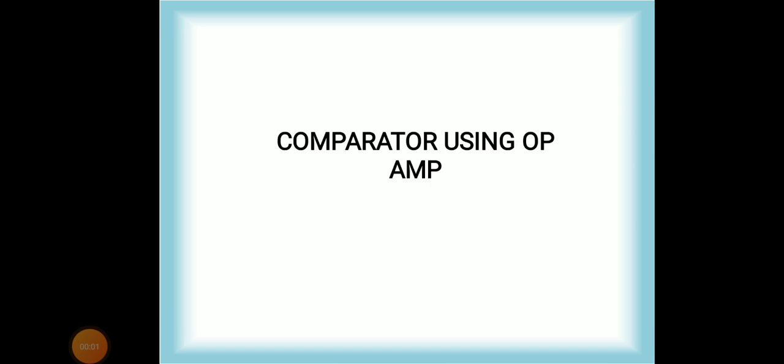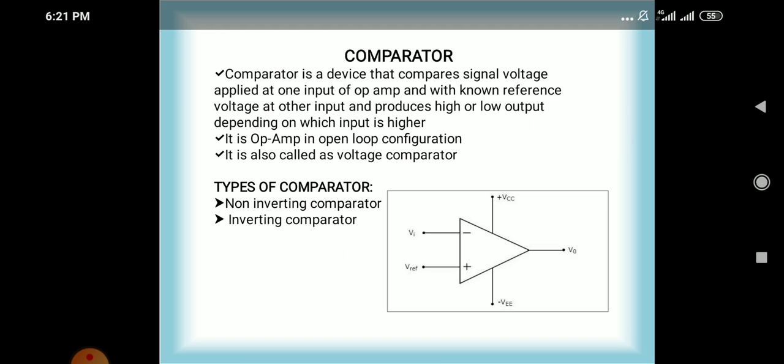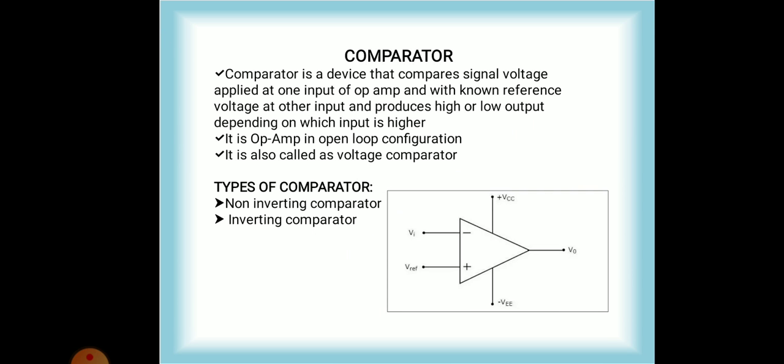In this video, we are going to see about comparator using op-amp. What is a comparator? Comparator is a device that compares the input voltage of op-amp and produces the output. Comparator compares the signal voltage applied at one input of operational amplifier with known reference voltage at other input and produces high or low output depending on which input is higher.